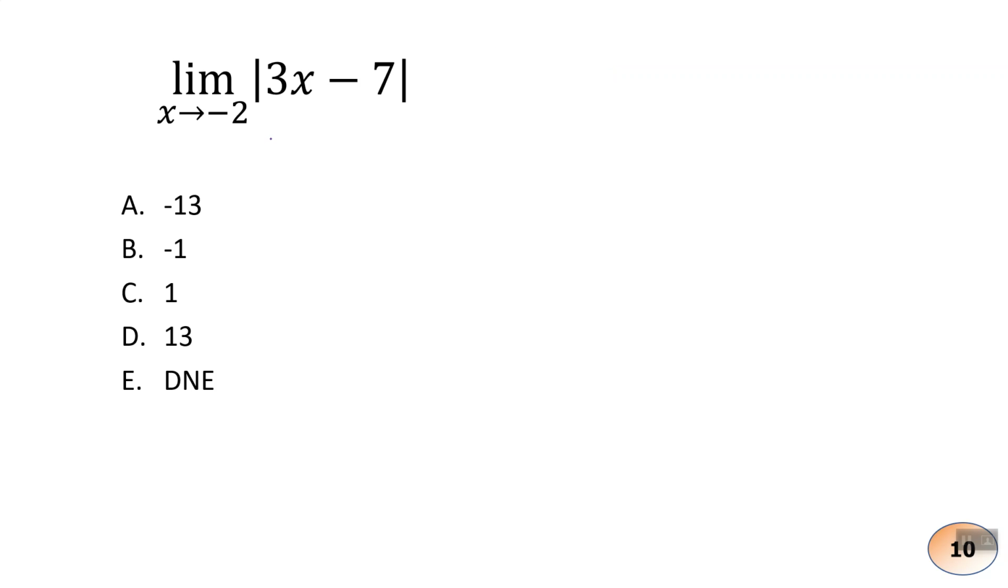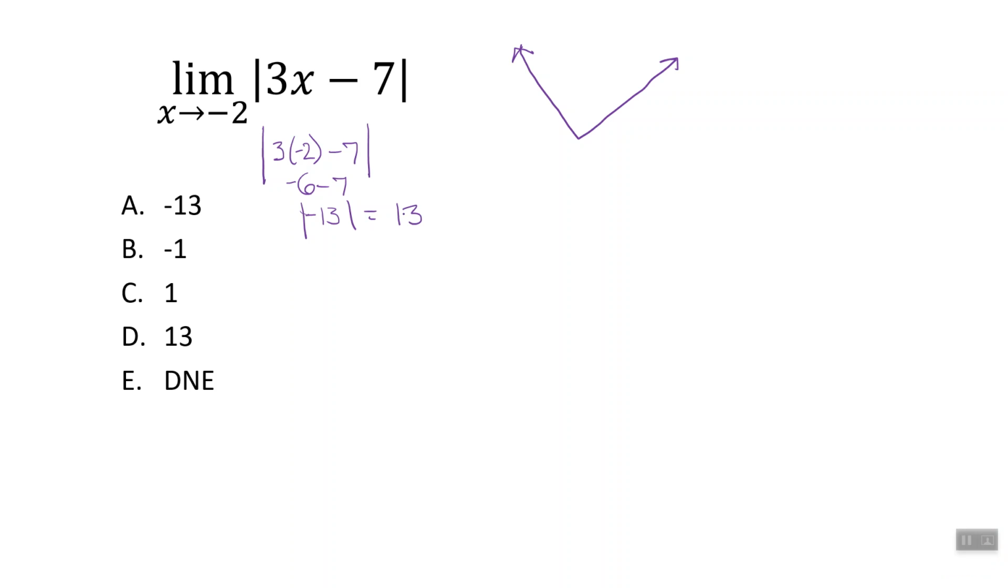Hopefully you've had some time to work it out. It's a continuous function. Remember, the graph of absolute value is just going to be a V. It's just going to keep going in each direction. There's our V. We're just going to plug in negative 2. So we get the absolute value of 3 times negative 2 minus 7. 3 times negative 2 is negative 6, minus 7, still inside the absolute value, so we got negative 13. The absolute value says the distance between negative 13 and 0 is just 13 units. So our answer here is 13. Hopefully you got 13.